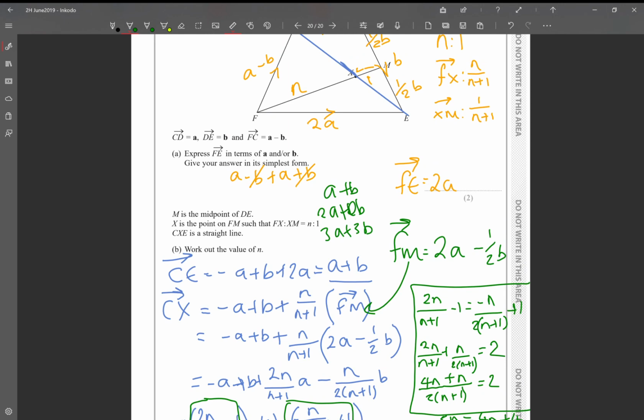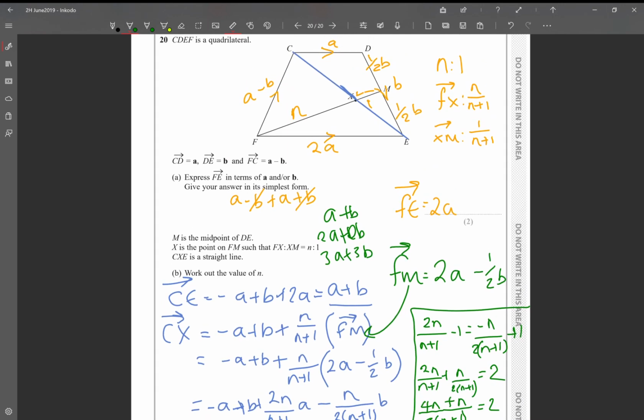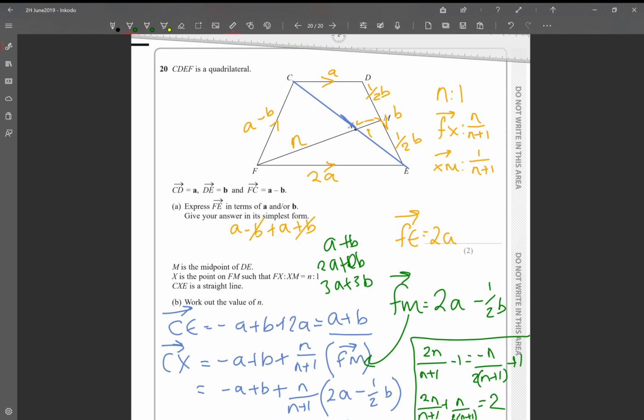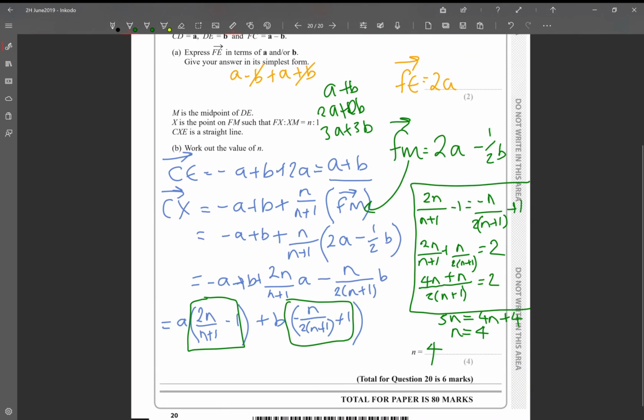I don't know if you did this paper last year or you're fearing vectors. You know that's quite a difficult example for you.